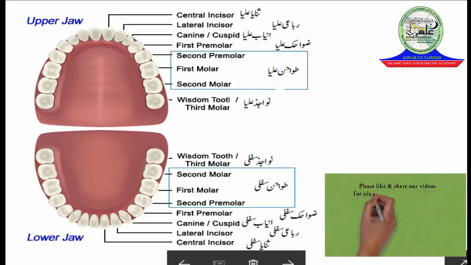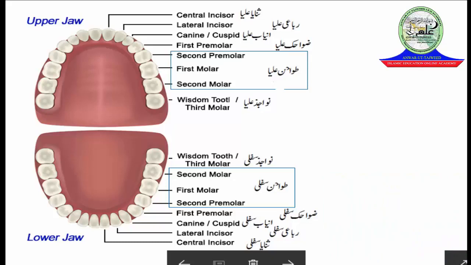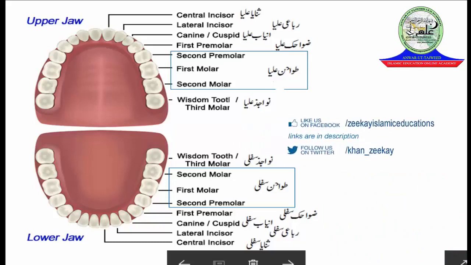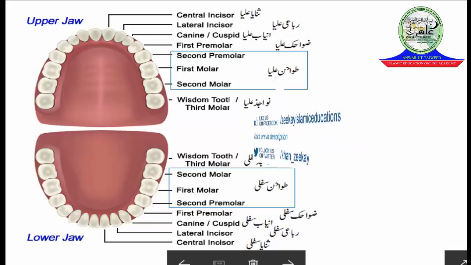So you can see in front of you there is a diagram of teeth, and the names of the teeth are written in front of you in English and also in Arabic. We will first learn about the details of the teeth because they have a very important role in producing, in reading, in reciting many of the Arabic letters.